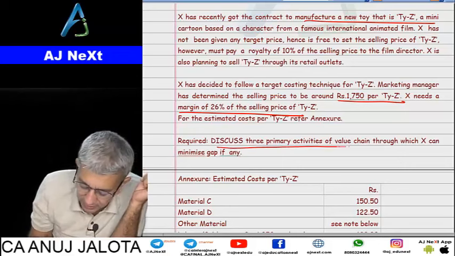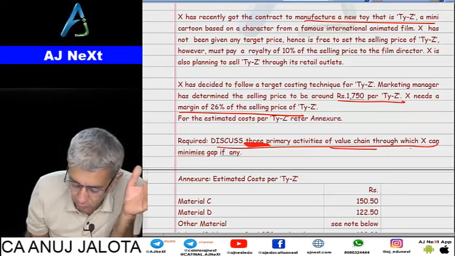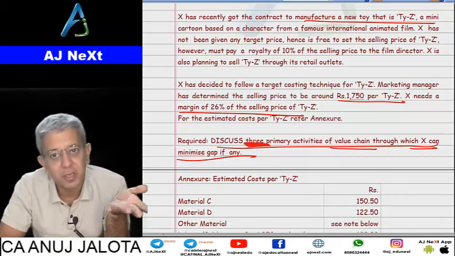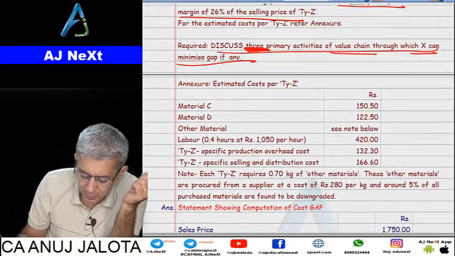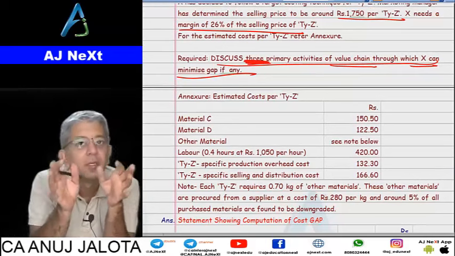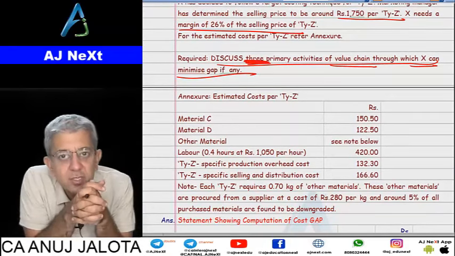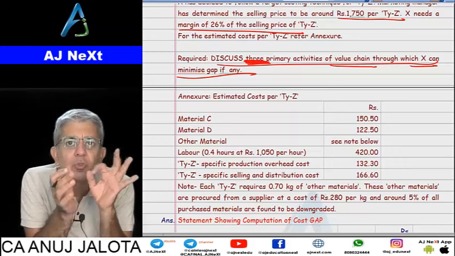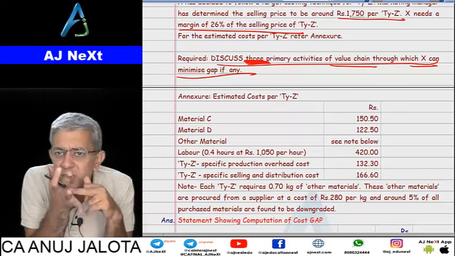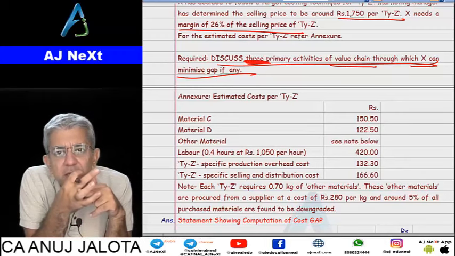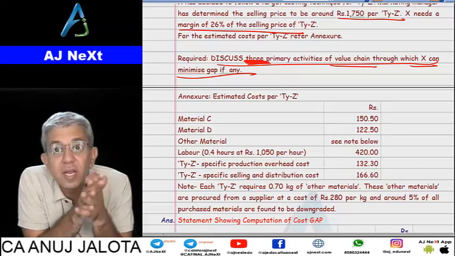Discuss the primary activities. Discuss three primary activities; in reality, there are five in the value chain, through which X can minimize the gap, if any. So what is required here? There must be some cost gap that we'll have to try to reduce, and for that you give suggestions. Try to give about three primary activities. In all, there are five: inbound logistics, operations, outbound logistics, marketing and sales, and finally, after marketing and sales, the last one, after sales service.